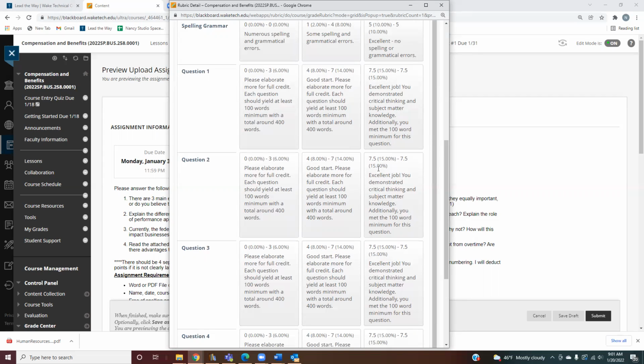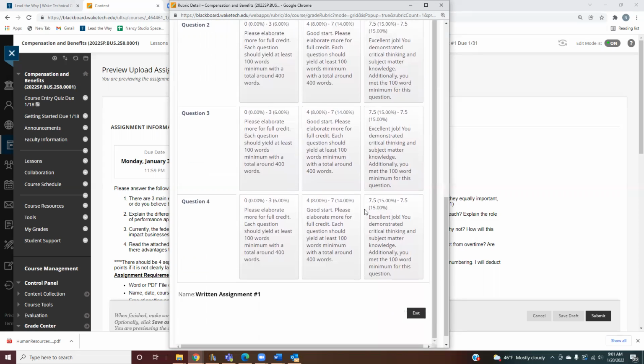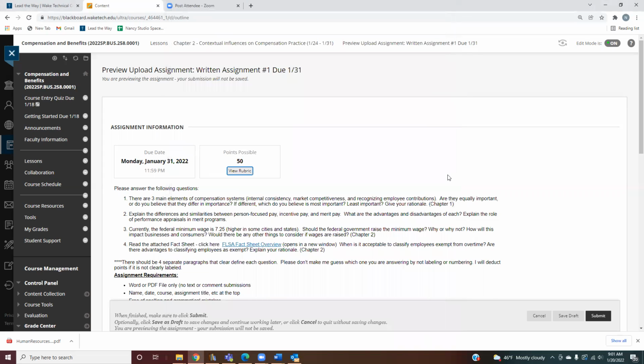The different types of questions are identified as far as which points. If you didn't receive full credit, you can look at your grading rubric and see, okay, this is where I missed the mark. You'll see which question, and I try to be very specific on which question when I provide that feedback. All right, I know this was a little longer than I anticipated.